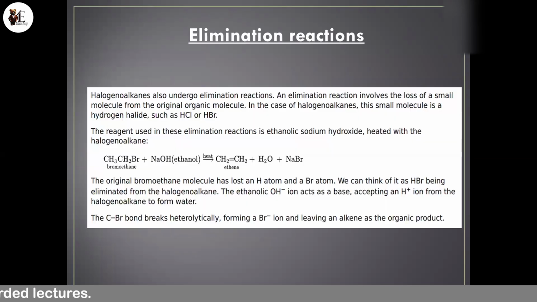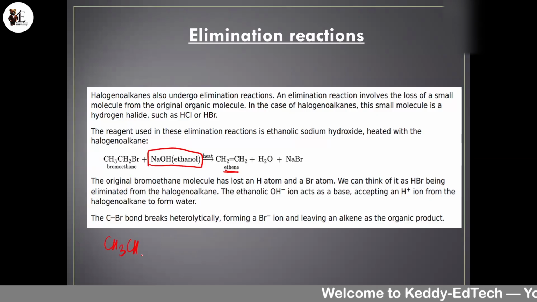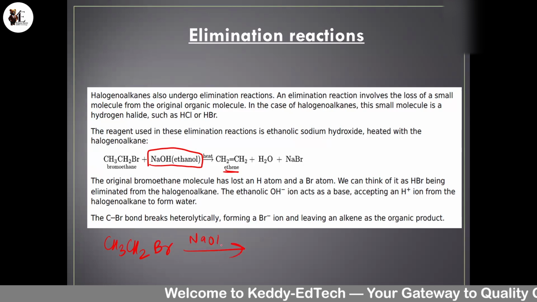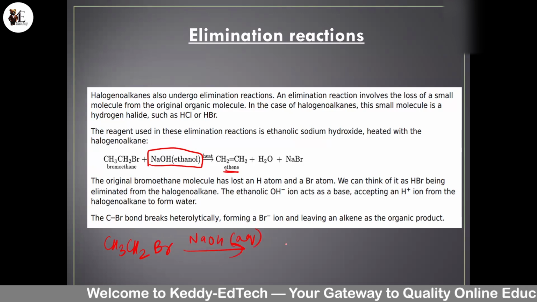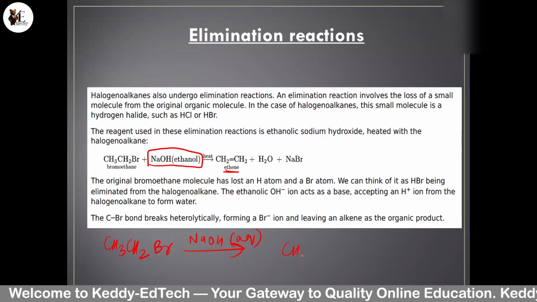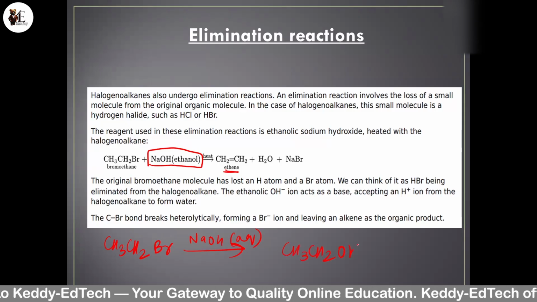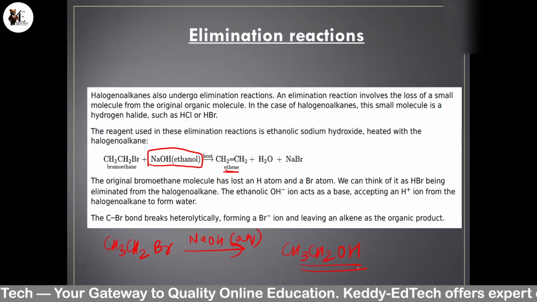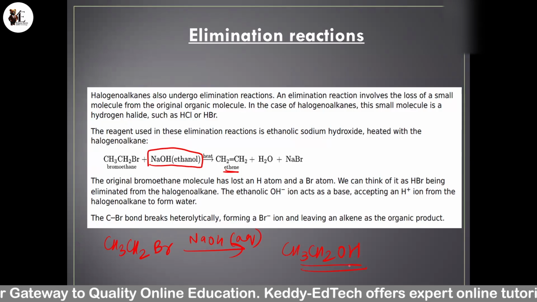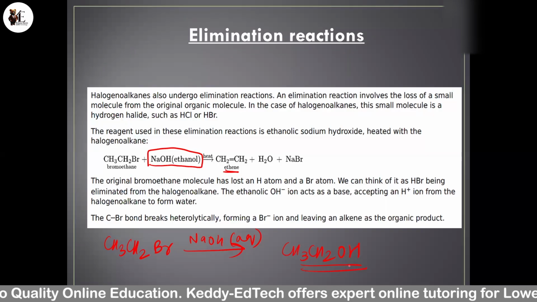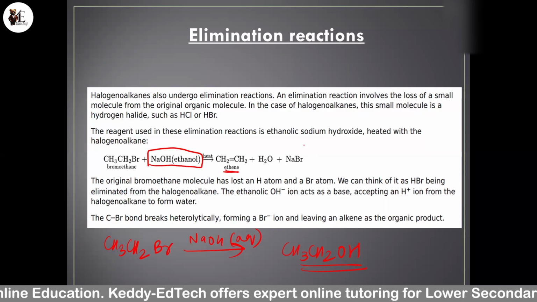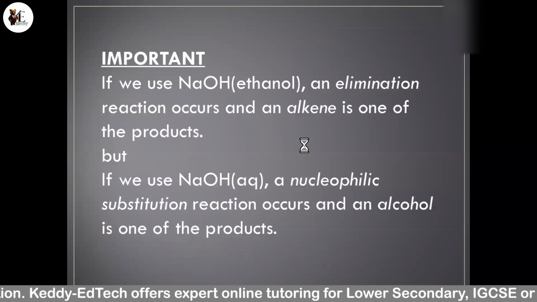That means if you use NaOH in ethanolic form, then only you get alkene. But if you do this with NaOH in aqueous form, then the substitution reaction will happen. The OH comes and bromine will leave. Then this is your product. So see how much difference there is in the reagent, ethanolic NaOH and aqueous NaOH. So write this down.